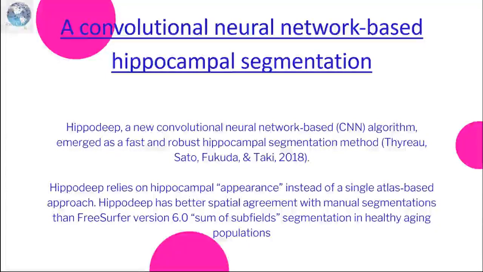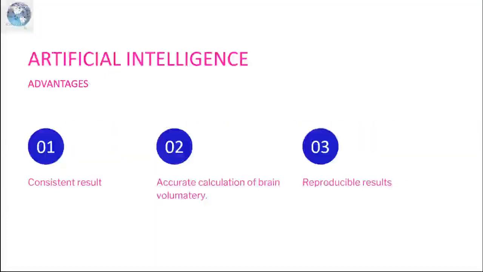A convolutional neural network-based hippocampal segmentation, HippoDeep, a new CNN deep learning algorithm, emerged as a fast and robust hippocampal segmentation method. HippoDeep relies on hippocampal appearance instead of a single atlas-based approach. HippoDeep has better spatial agreement with manual segmentation than other methods and preserves some of the subfield segmentation in healthy aging populations.